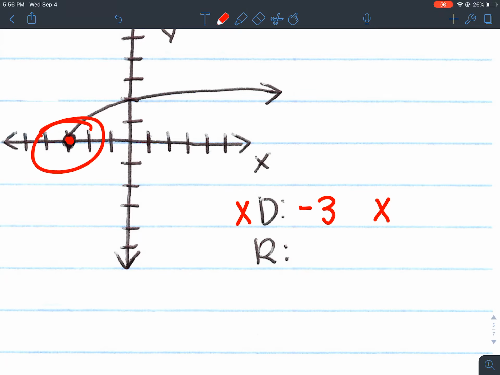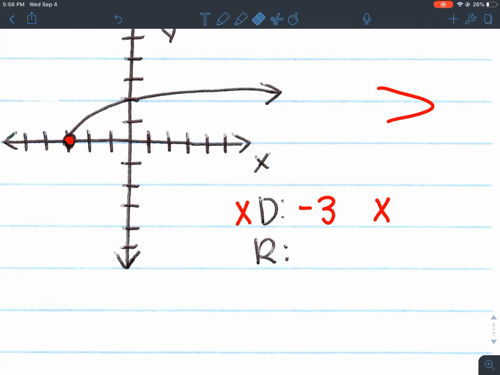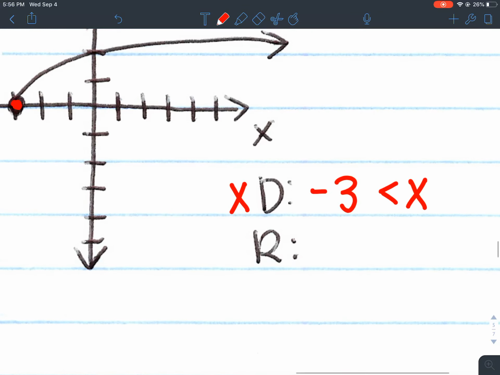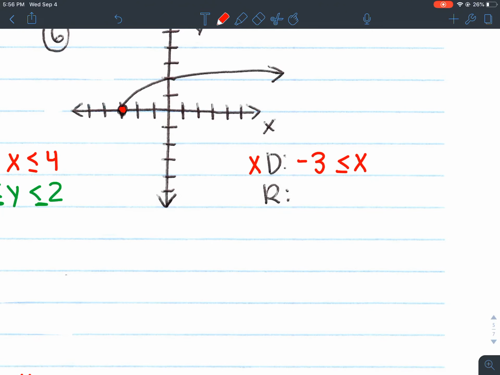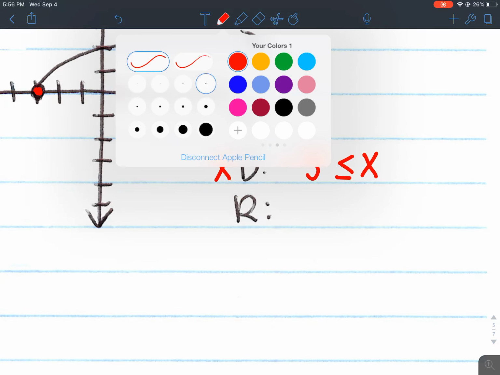So let's look. Is -3 less than all of my x values or greater than all of my x values? It's less than, right? -3 is the smallest, and then it gets bigger and bigger. So that means that we have -3 is less than x, and then it's also equal to because it's a closed circle there. So here I just have one variable with one inequality instead of 2 inequality signs.